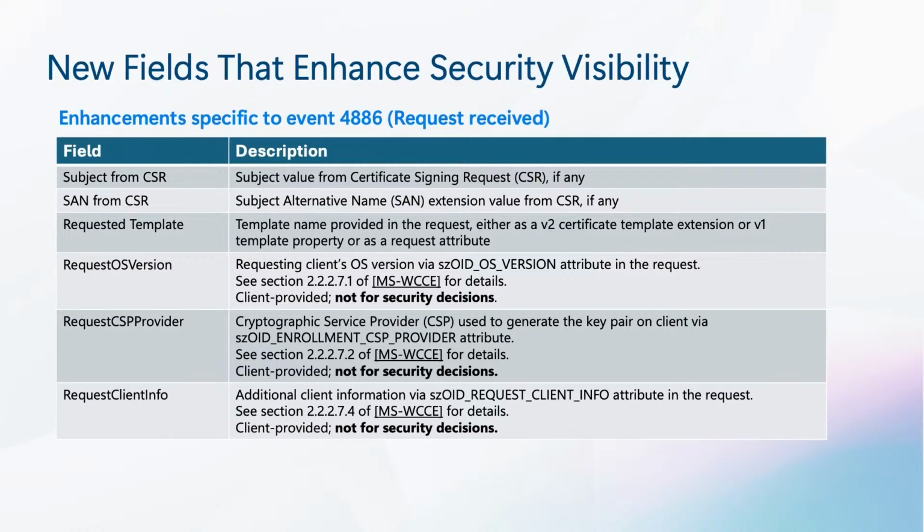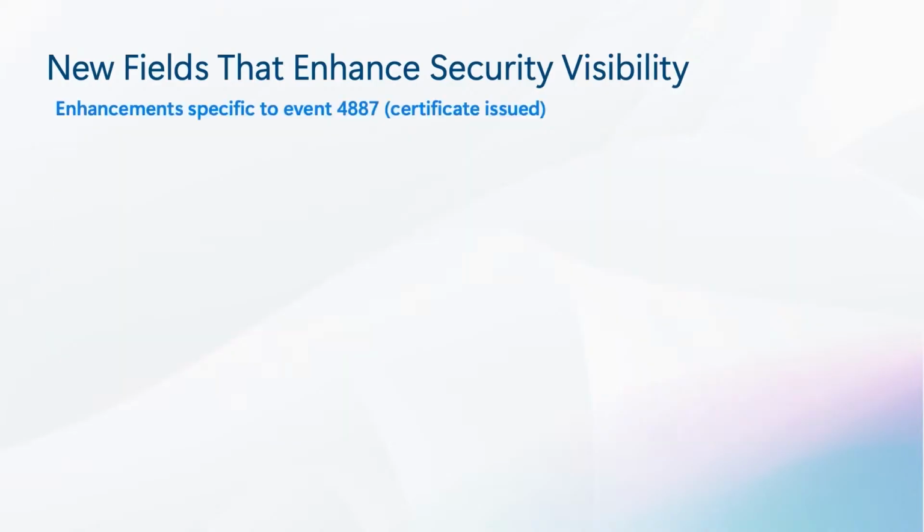We have also provided fields to log details about the client submitting the request, things like the client's OS version, the cryptographic service provider used to generate the key pair on the client, and some additional details about the client, like the machine name and the process name that generated the request. These fields are populated based on certain attributes coming in the request, so they should not be used to make any critical security decisions.